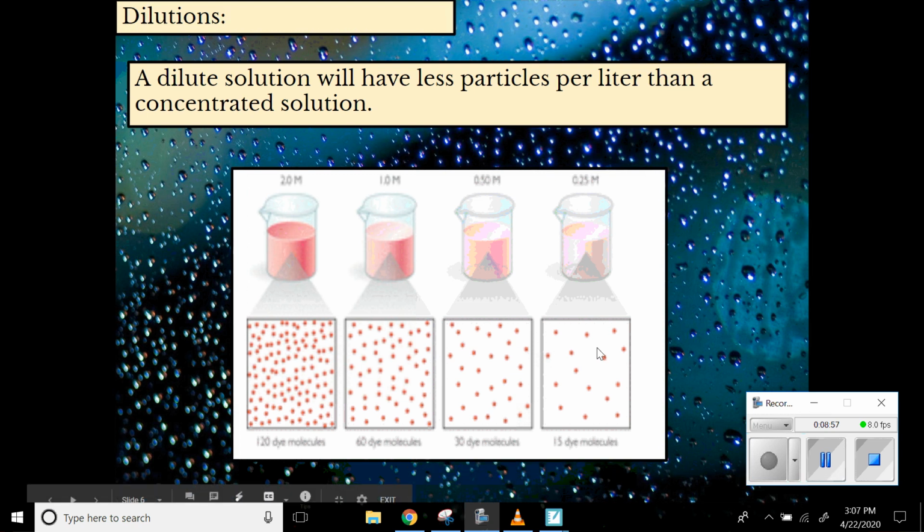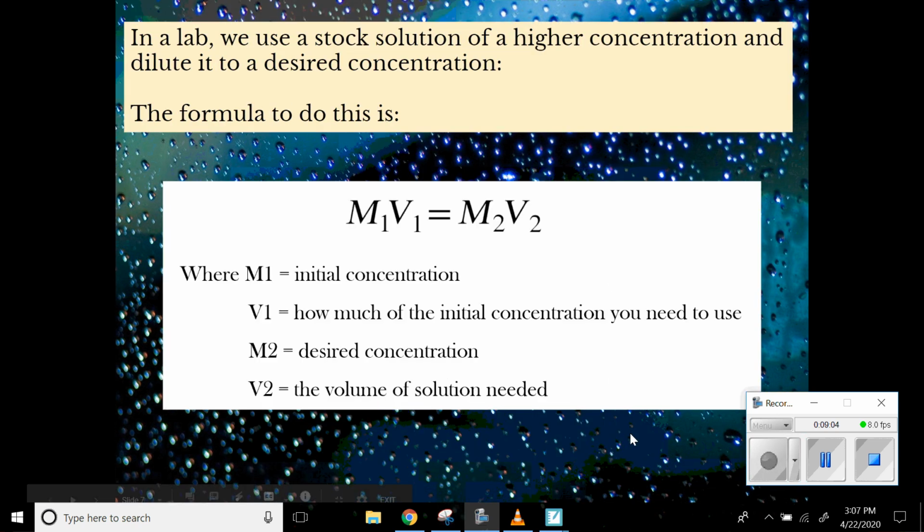There is a formula that helps you go from a concentrated solution to a dilute solution. And this is going to be one of your favorite formulas to use in chemistry, especially if you carry on and do an IA where you have to make your own solutions. In order to make a dilute solution from what we call a stock solution, or a solution with a higher concentration, we use the formula M1V1 equals M2V2. You will also see this as C1V1 equals C2V2.